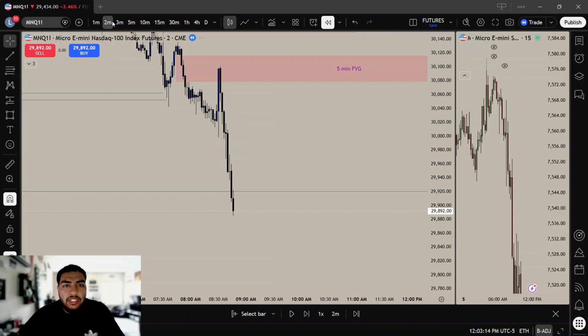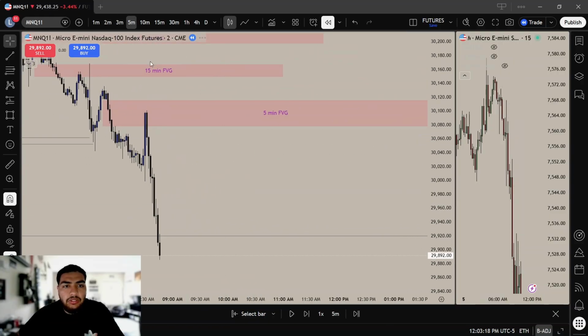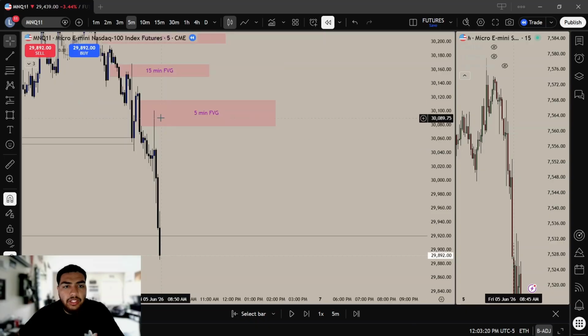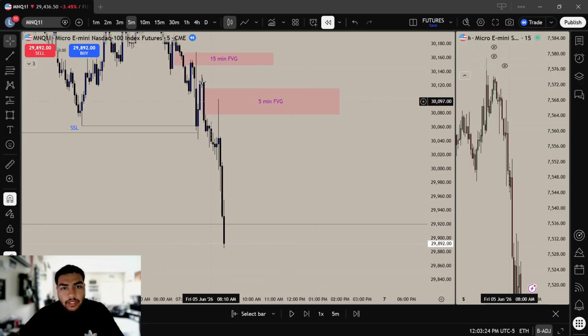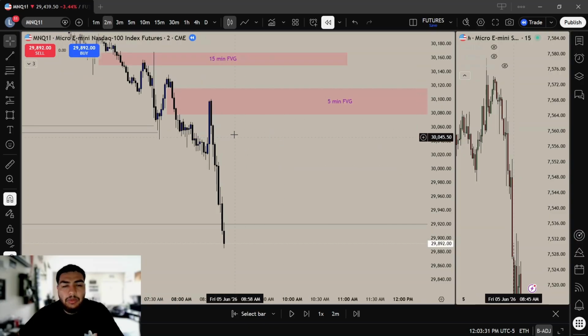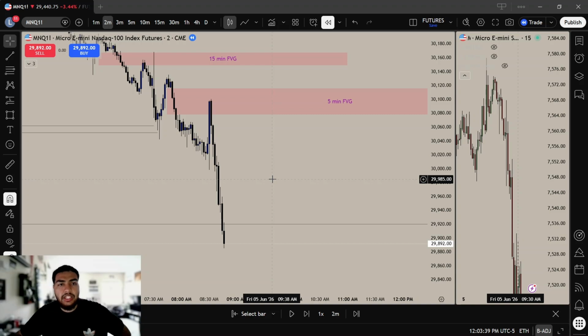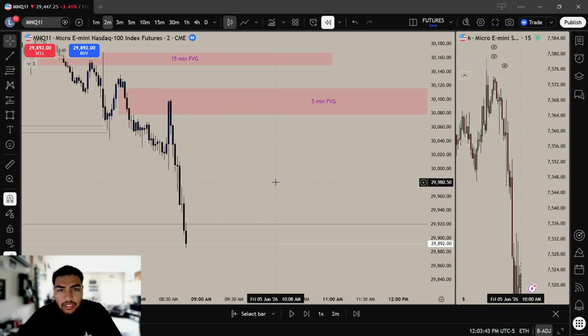Let's see here. We didn't really take out any draws. I mean, we really went to this 5-minute fair value gap. We swung into, we wicked this 5-minute fair value gap and kept going lower. Does that really do anything for us and how I trade? Not really. I mean, we could see, oh, this got a 2-minute. We swing into here and we take that out, but really that's not gonna do anything for me. I'm not gonna lie.